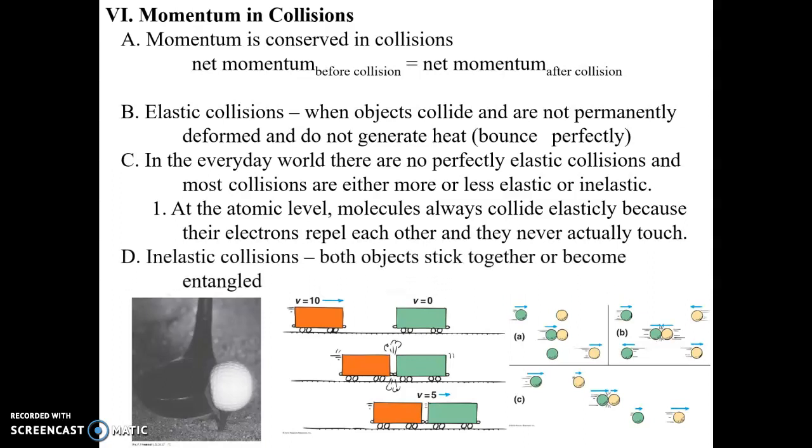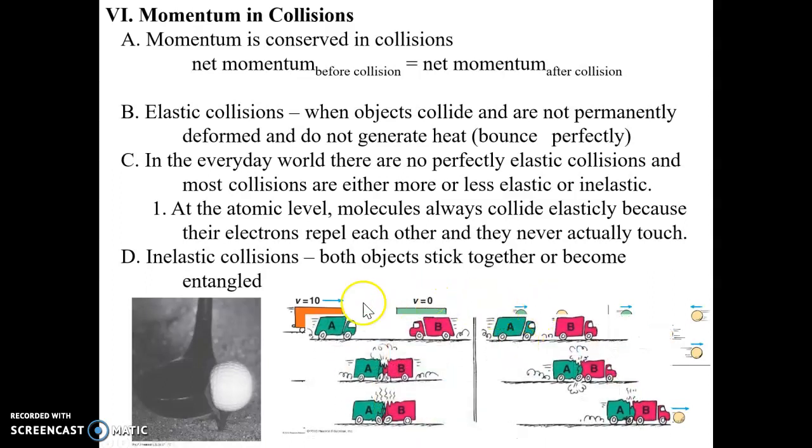Now let's talk about inelastic collisions. If elastic collisions are when they perfectly bounce apart, inelastic collisions are when both objects stick together or become entangled. When two cars crash into each other, they don't really stick together, but they do become part of each other sometimes and stick together. So this would be an example. We have some truck crashes here. We have a truck A and truck B.